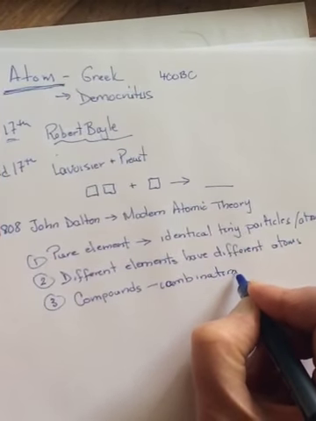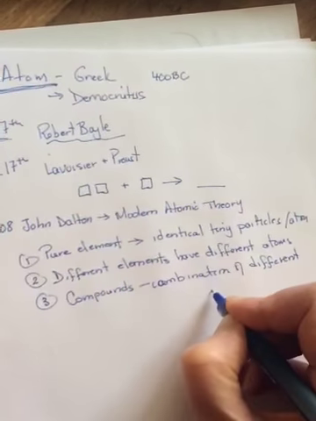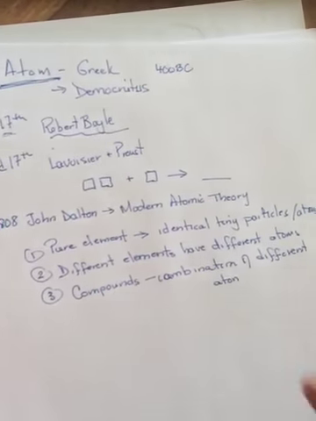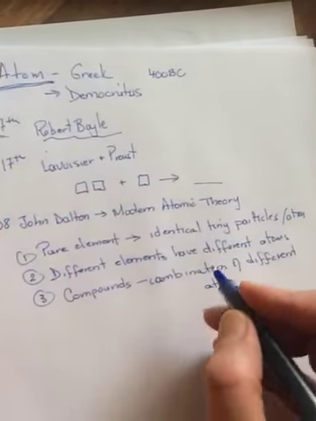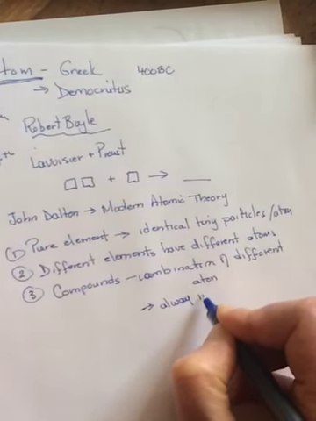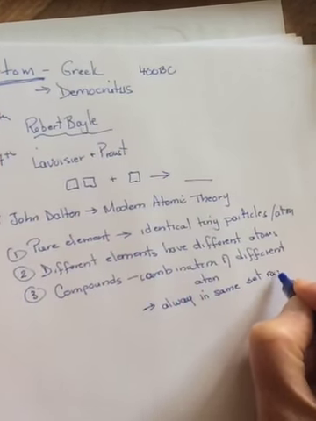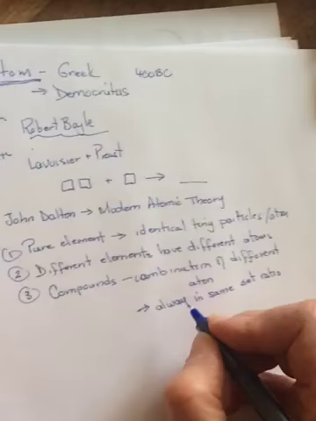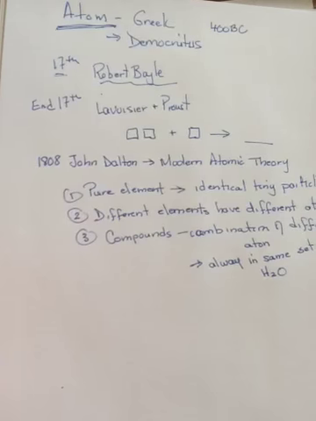Combination of different atoms. So the pure elements were all the same, but the compounds would have like copper in there and maybe sodium in there. Okay. And they were always in the same set ratio. Okay, like whole numbers. So like water, H2O. There were always two hydrogens that went with one oxygen. Okay, so that was Dalton.